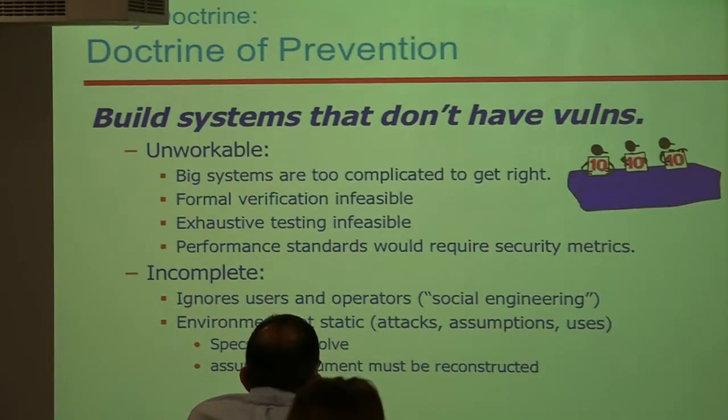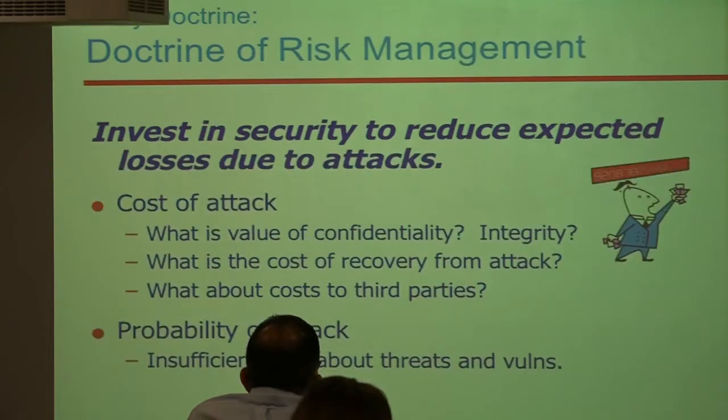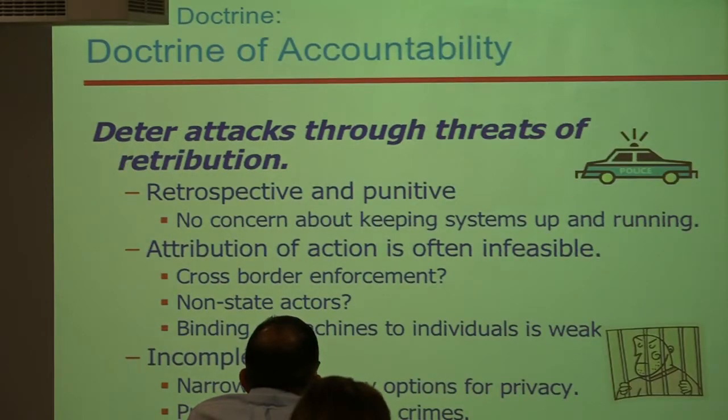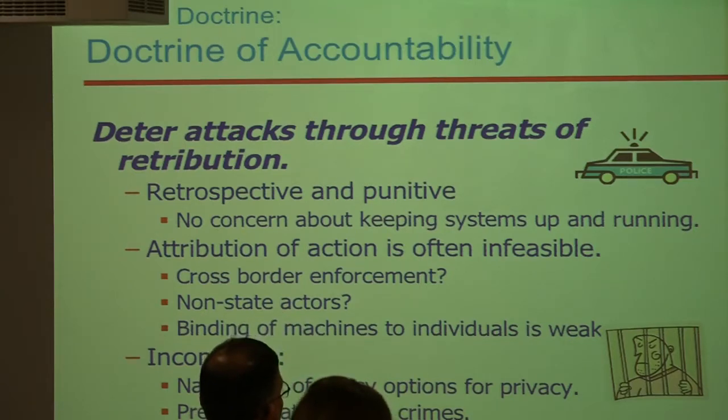And the next doctrine, and this is one that you still hear about, was the doctrine of accountability, which is oversimplifying. Let's put somebody's name on every packet in the internet. And if the packet is evil, we'll go arrest them. And because they know they're going to be arrested and thrown in prison, they won't send evil packets.